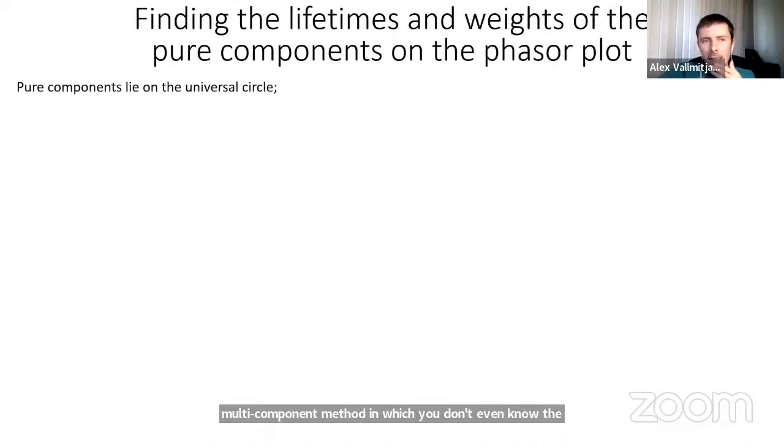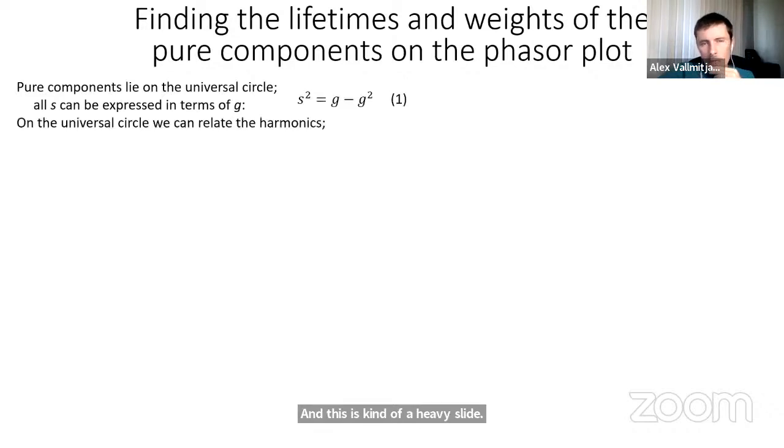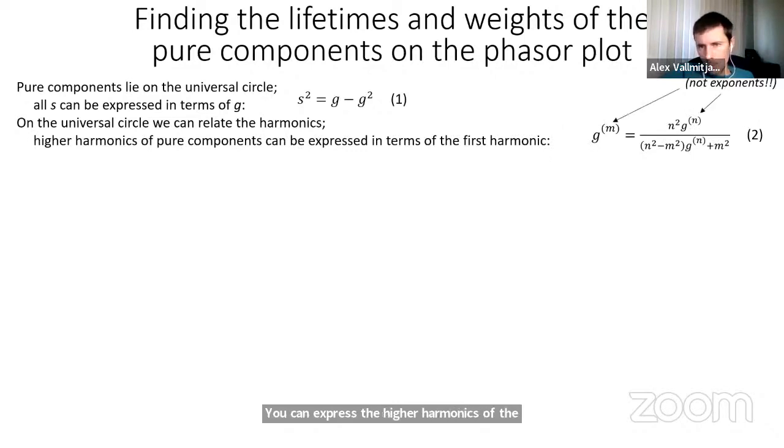And this is a heavy slide again. So you know that you can express the positions of the pure components on the universal circle. So you have some expression of the universal circle. What I showed you before, the key point number 3, you can express the higher harmonics of the components on the universal circle. These are the harmonics numbers.